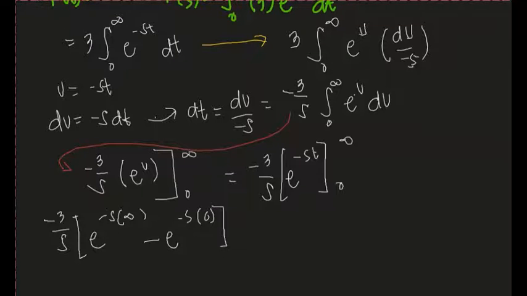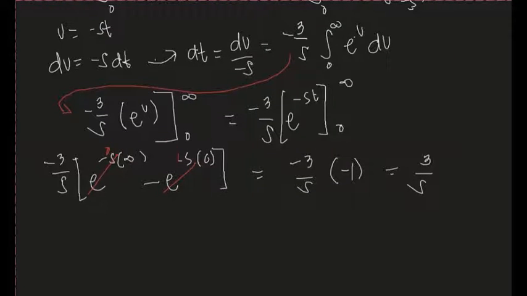So this will again be, anything raised to negative infinity will automatically be equal to 0. Anything raised to 0 will be equal to 1. So, our equation will be negative 3 all over s multiplied by negative 1. So, our answer will be 3 all over s.